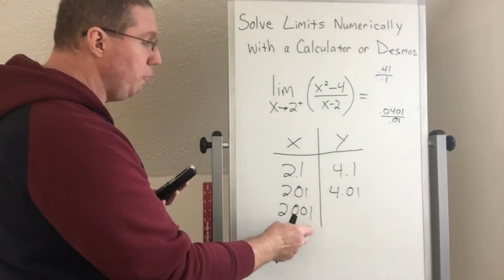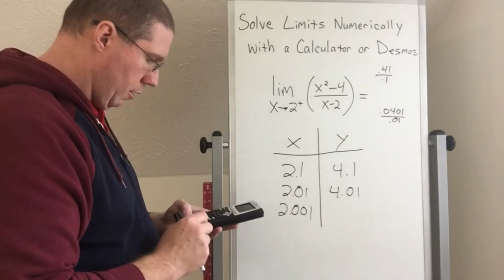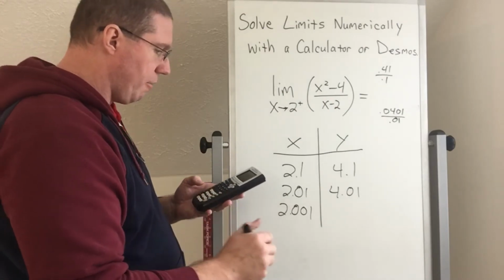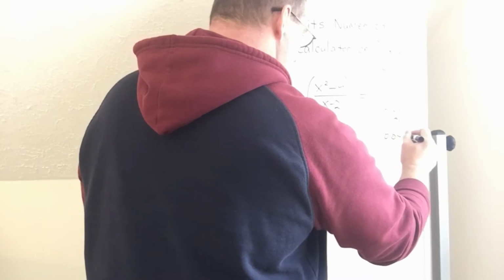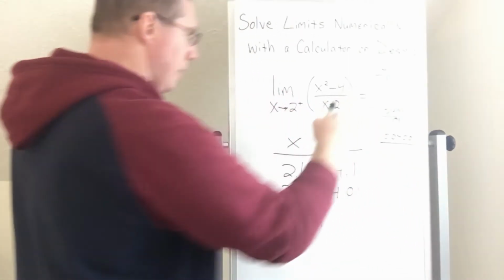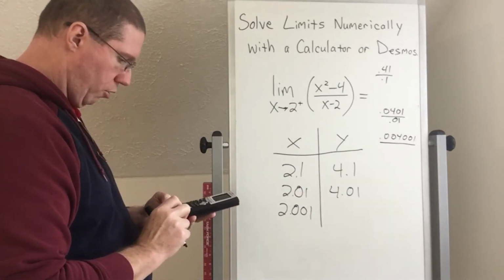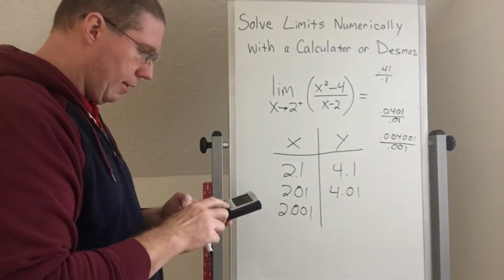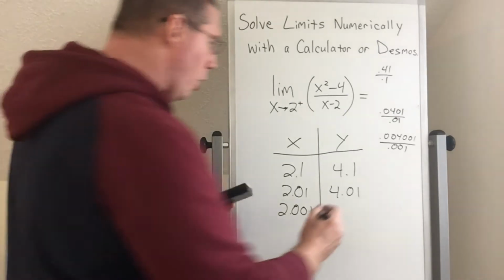And now I'm going to plug in 2.001. I'm going to square it and subtract 4. That gives me 0.04001 divided by 2.001 minus 2, which is 0.001. All right, and when I put that in the calculator, I get 4.001.